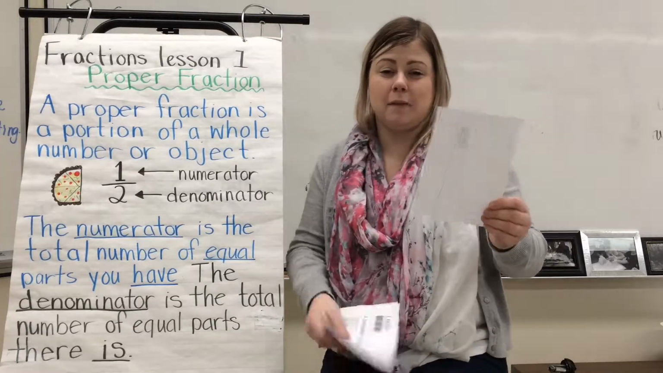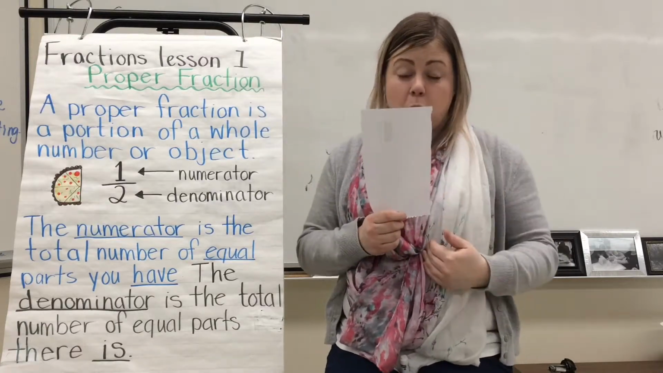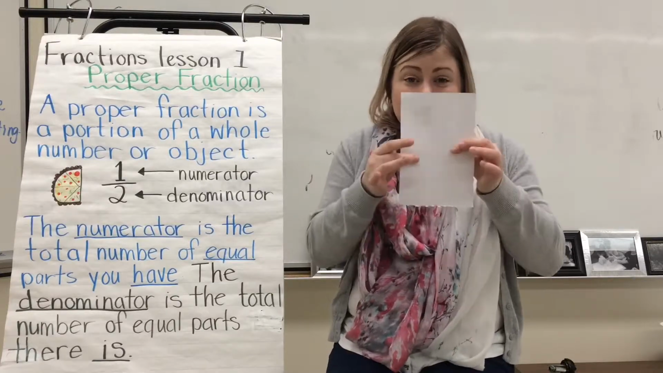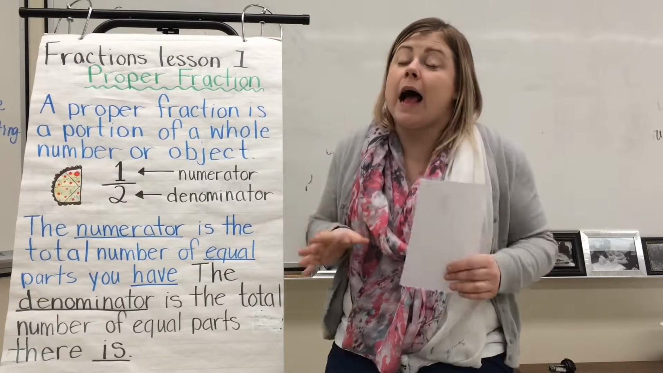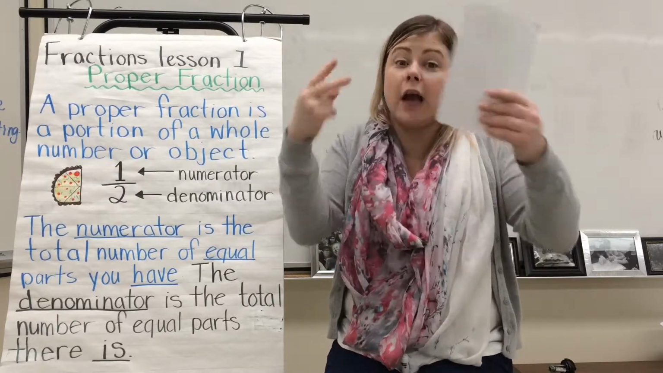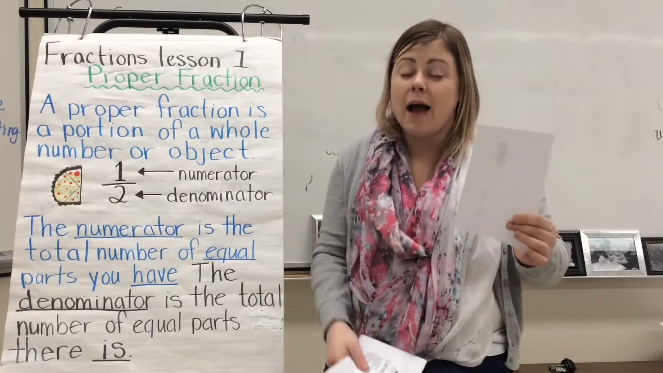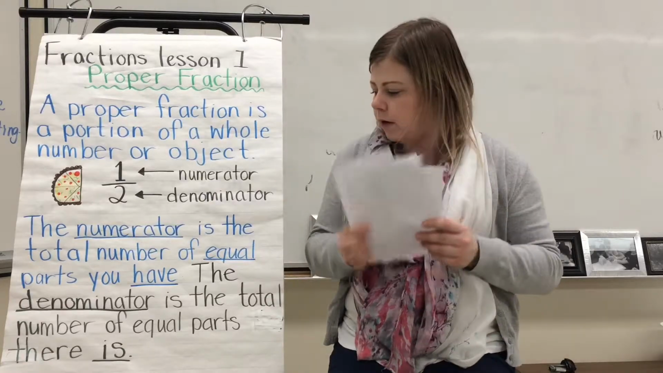The number on top represents how many you have. So if I were to have just this 1/4 piece of paper, I'd say I have 1 of the 4. The denominator tells you exactly how many pieces there actually are. So even though I only have 1 of the 4, we have to write on the bottom, the denominator, how many there actually are, and there are 4, all right?